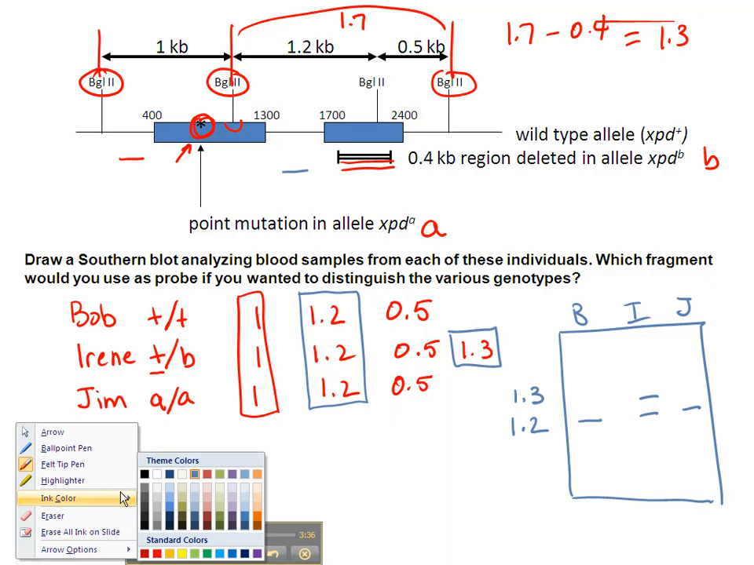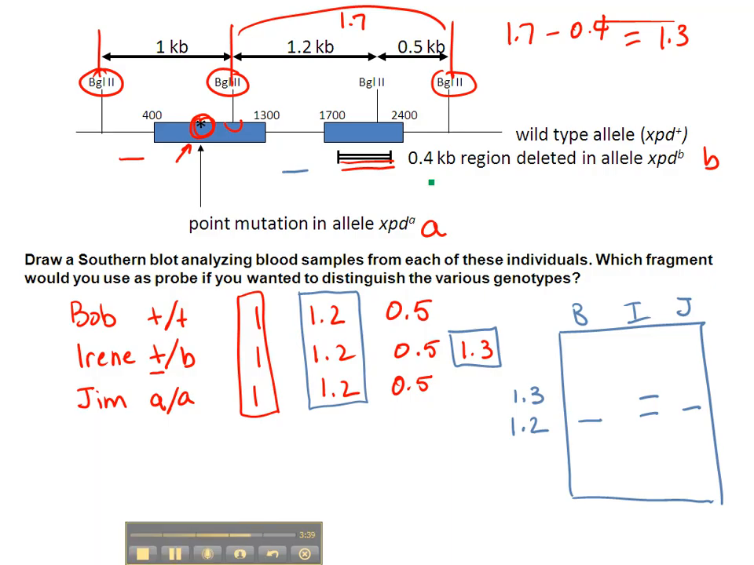There's some other possibilities. We could put the probe over here in the 0.5 kb region. If we did that, it's going to hybridize to the 0.5 kb fragment that's present in all 3 individuals. And it'll also hybridize to the 1.3 kb fragment in Irene. So you would see a 1.3 kb band in Irene on that gel.